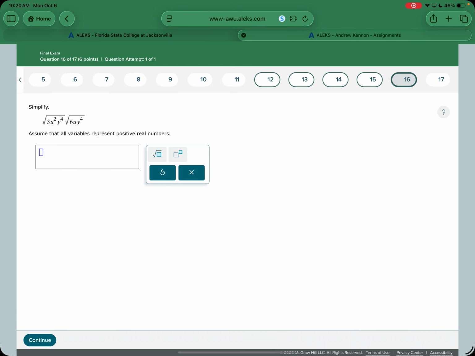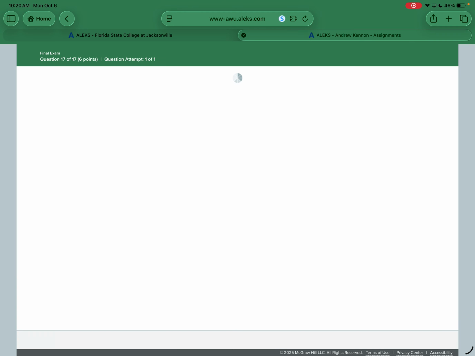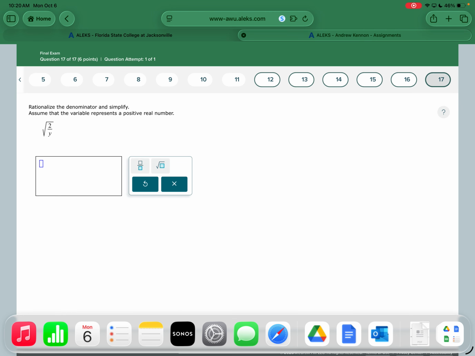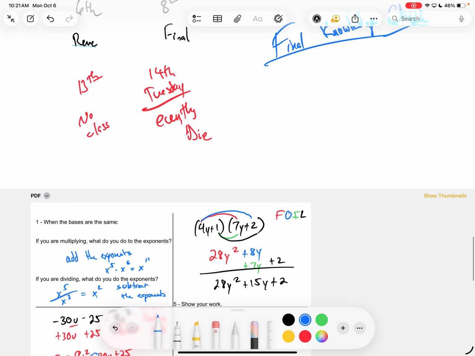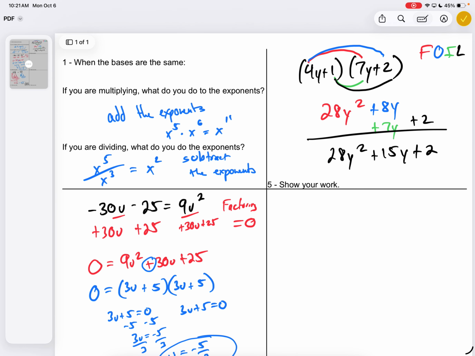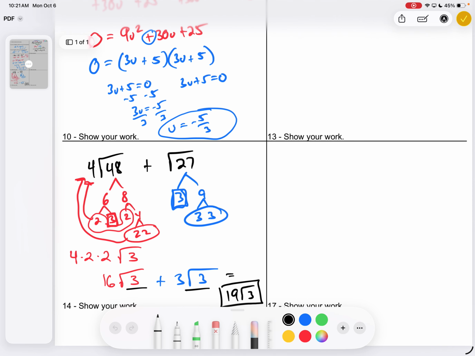And then my last problem, this one is on the show your work page, 2y. And I will make sure to copy that other one over here. All right, so on this one, you can rewrite this as the square root of 2 and the square root of y. But you cannot have a radical in the denominator. To get rid of the radical in the denominator, you multiply by itself.